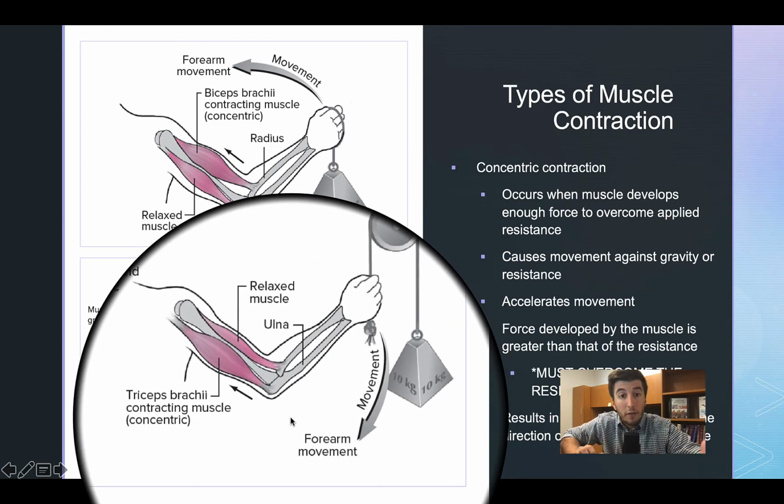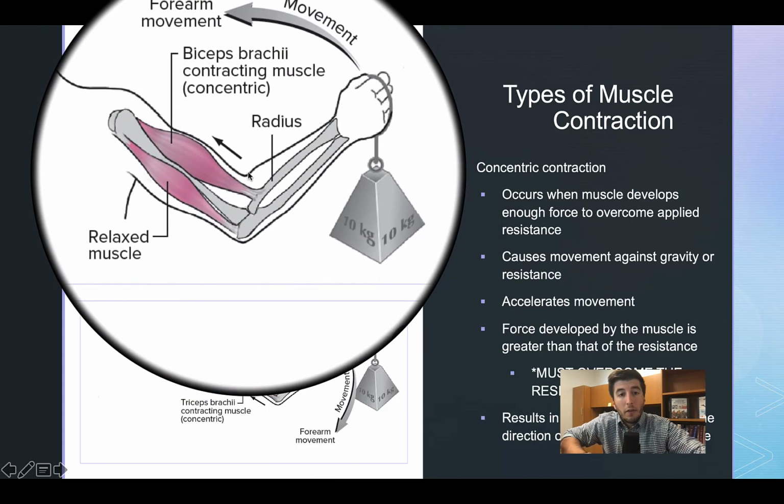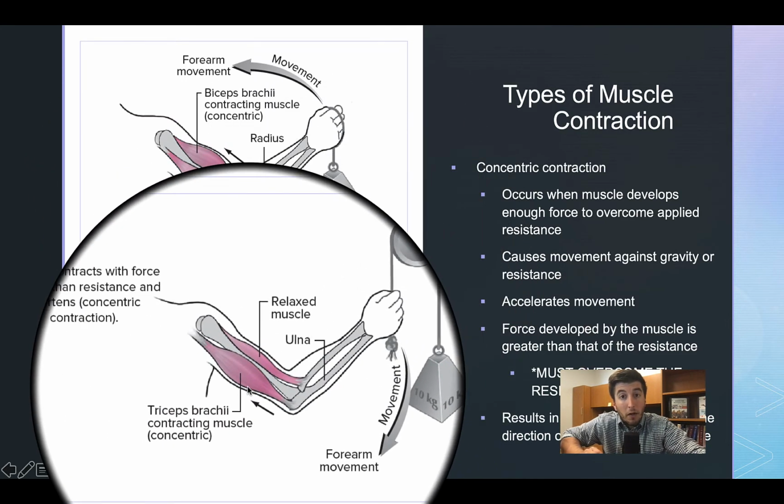These are concentric contractions because the biceps in the top photo and the triceps in the bottom photo are actually shortening. So concentric contractions occur when the muscle shortens and the resistance, the amount of force developed by the muscle, is able to overcome the resistance of the outside force.